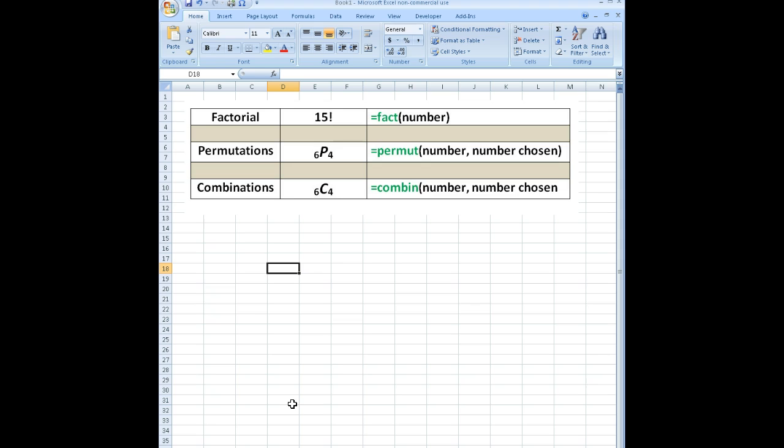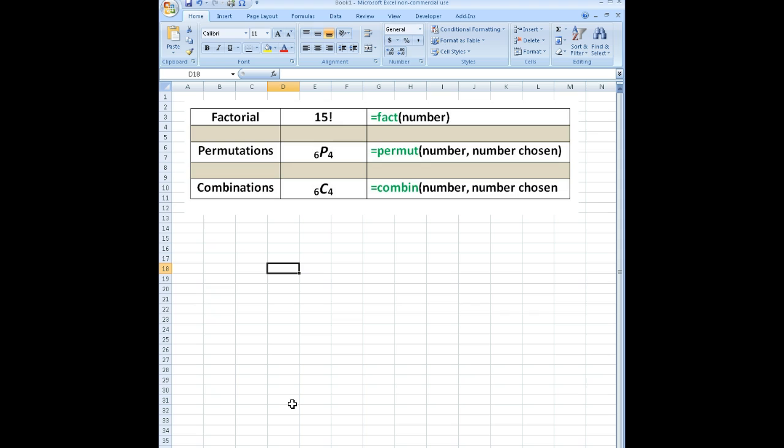But when you start getting into the larger numbers, like I have here in my example, 15 factorial, that's going to be a relatively large number, and that would really take a long time to do 15 times 14 times 13 times 12 times 11 times 10 times 9 and so on. So that would take a really long time. So we want to let technology do that for us.